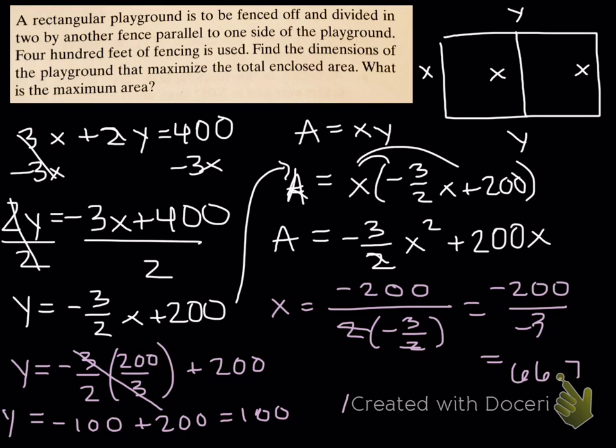And then I have to find my area. So I'm doing 66.7 times 100, which would be roughly 6,670. What are we in? Feet squared.